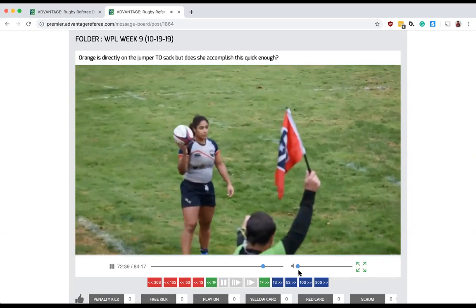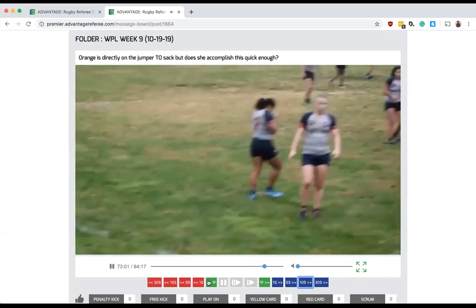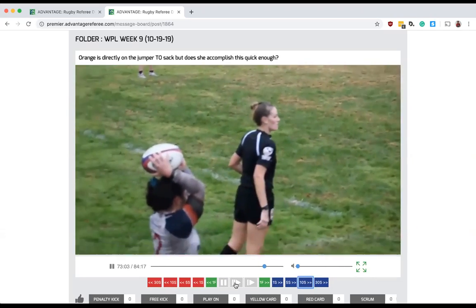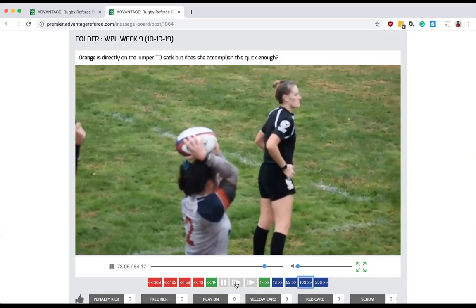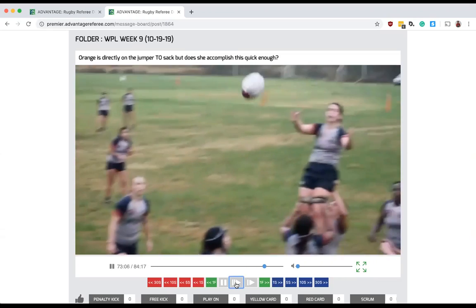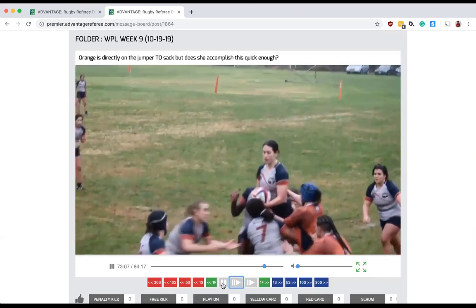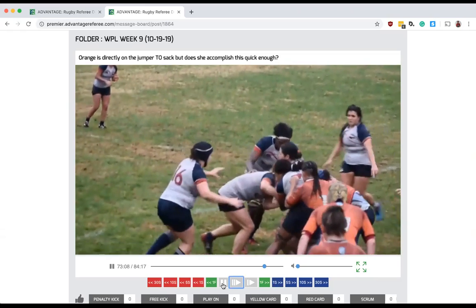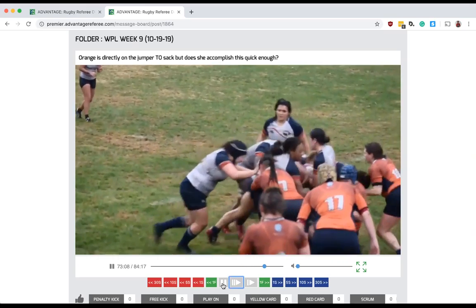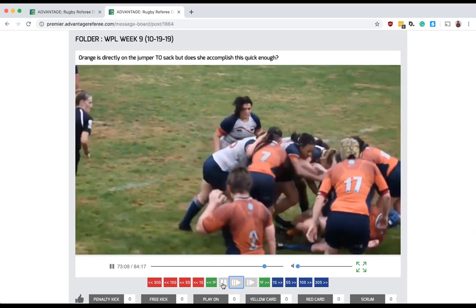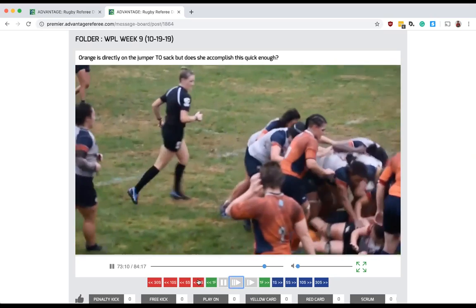Looks like a good sack. Yeah, I thought so too. She starts, and then she's starting the motion of the sack right immediately. Yep. What do we think? What do the referees think?